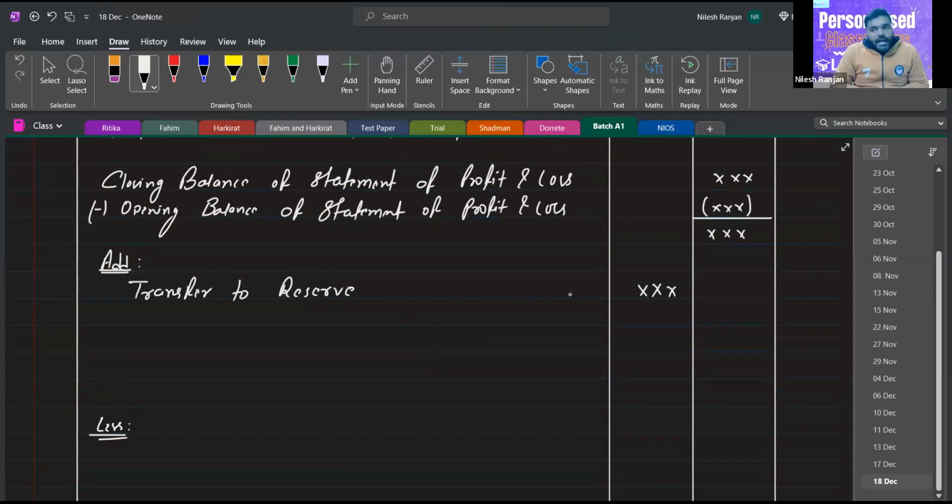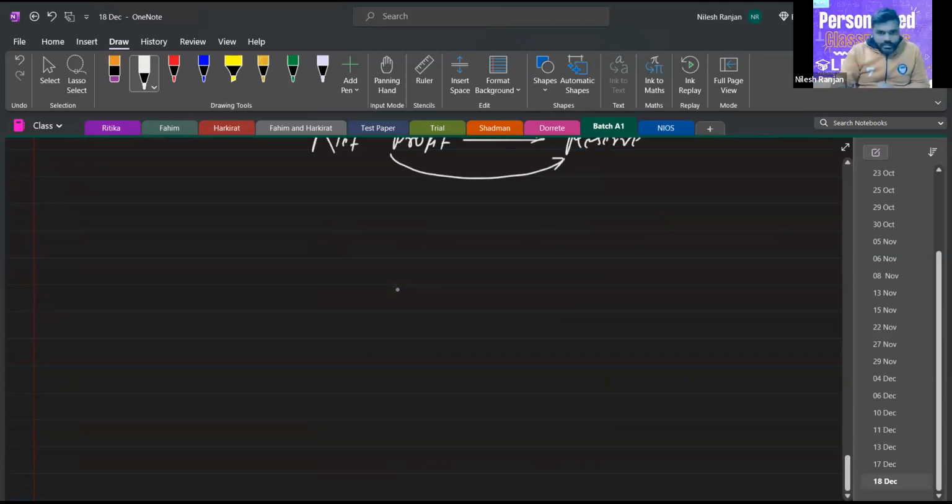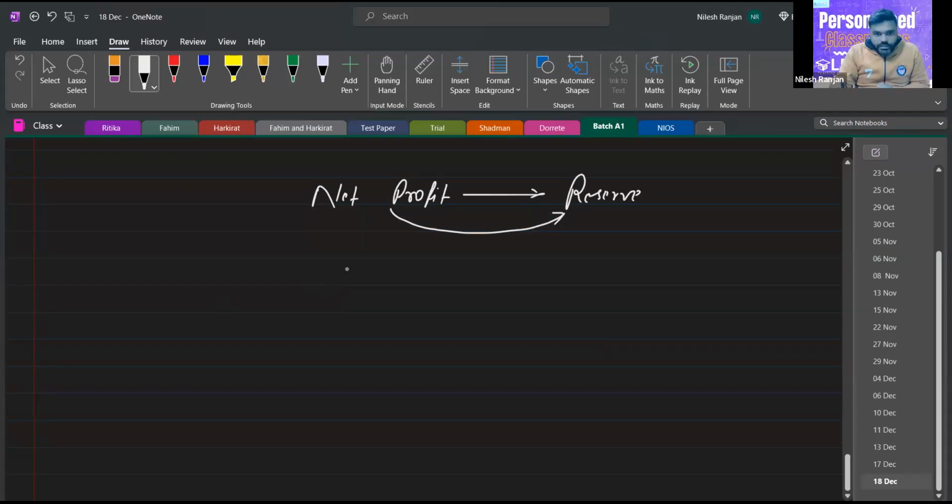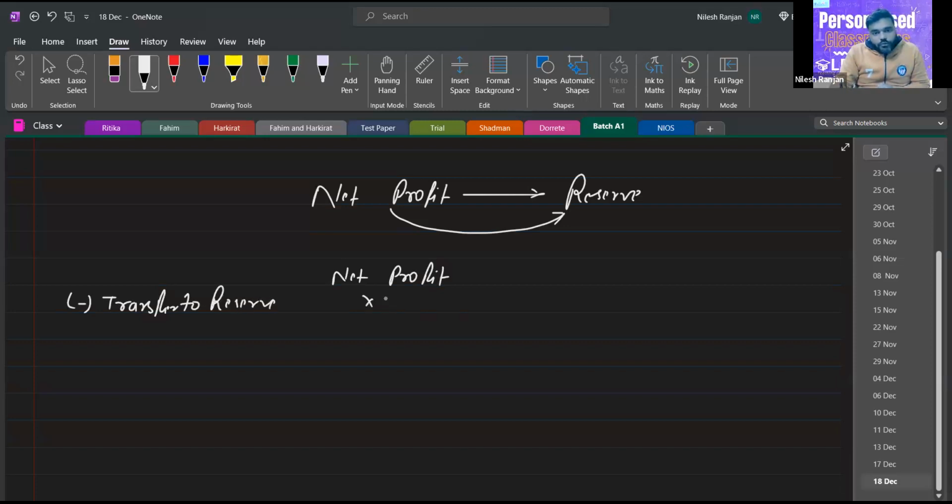So that's why it is added, transfer to reserve. When we calculate net profit, it is deducted in the statement of profit and loss, minus transfer to reserve, like this. So now we are adding it. Why are we adding it? Because we have to remove the impact, we have to eliminate the effect of transfer to reserve. So minus then plus, so it will automatically have no effect on the profit.